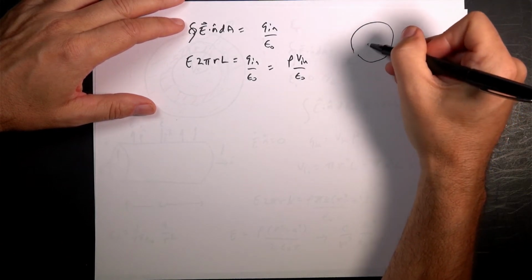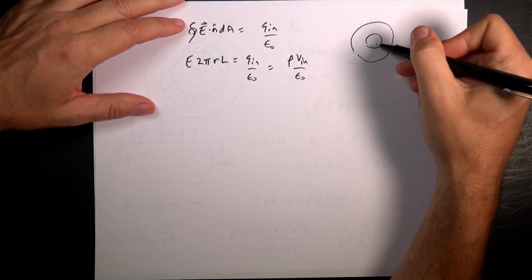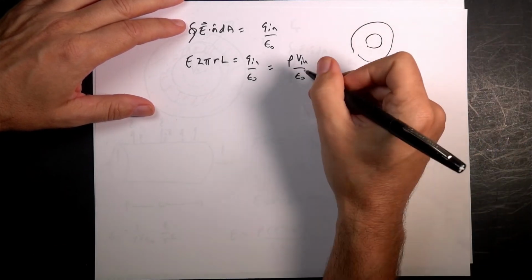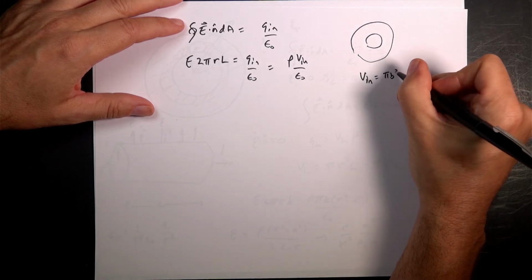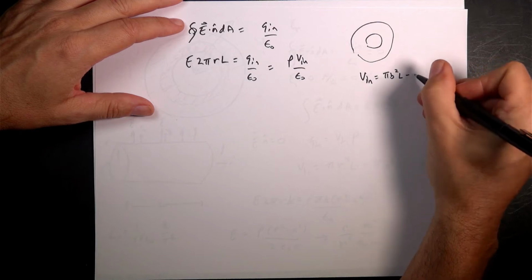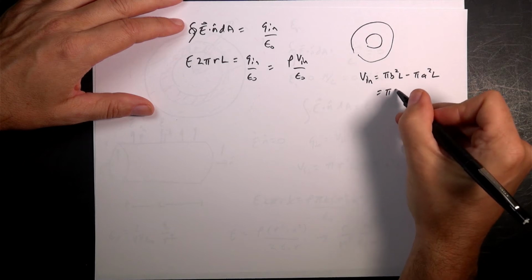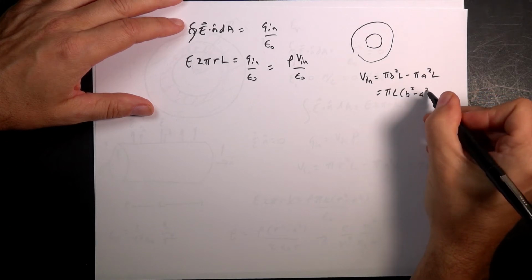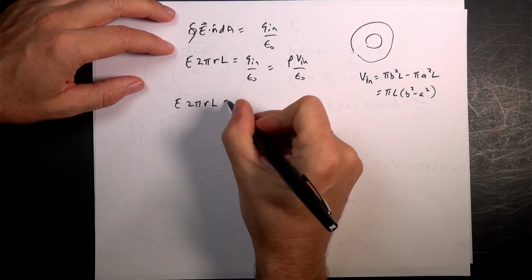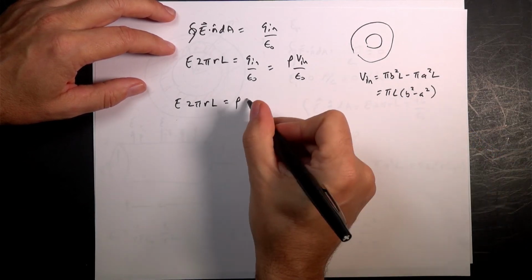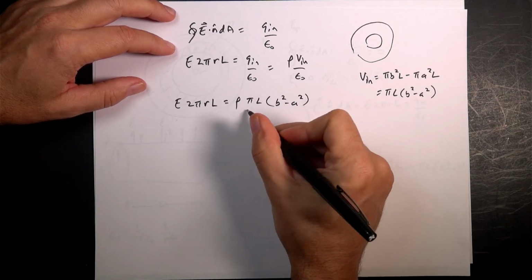So now here's our cylinder. I want to find out how much charge is in there. I need to know the volume. It's just going to be the volume of the big cylinder minus the volume of the small cylinder times the length. So this Vn is going to be equal to pi b squared times L minus pi a squared times L, or pi L times b squared minus a squared. So I can put everything in. E times 2 pi r L equals rho pi L times b squared minus a squared over epsilon naught.